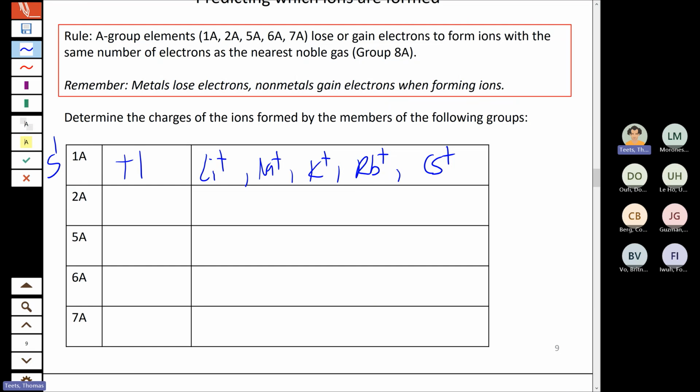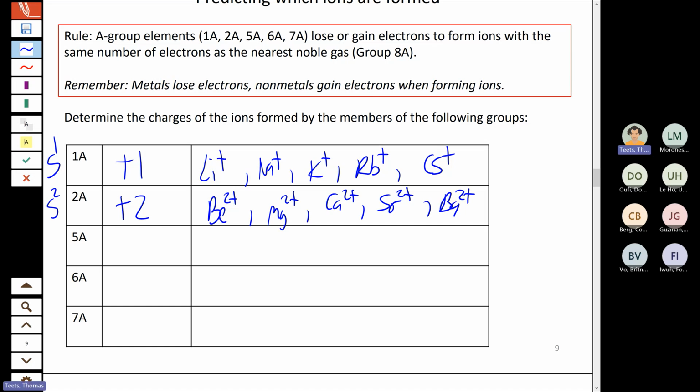The pattern continues for group 2. Group 2 has an s2 valence configuration, so by losing 2 electrons, they can get back to the next noble gas that comes before them. So those cations in group 2 tend to be +2, so beryllium, magnesium, calcium, strontium, and barium all form 2+ cations, that whole column.